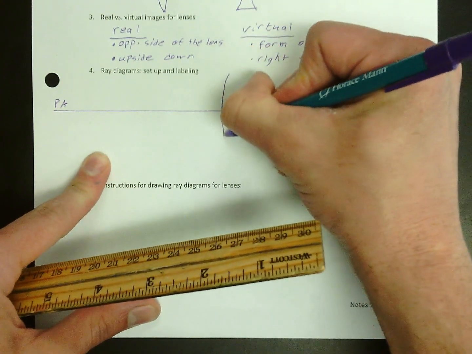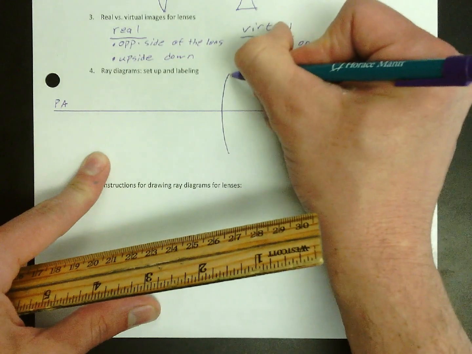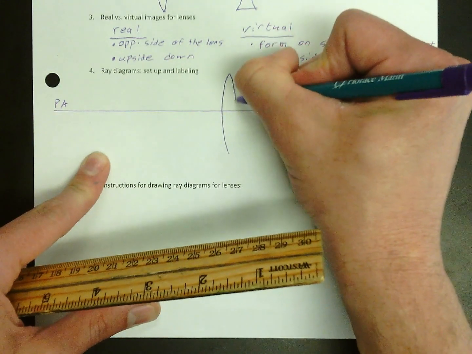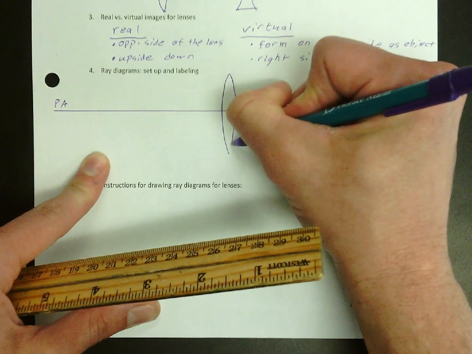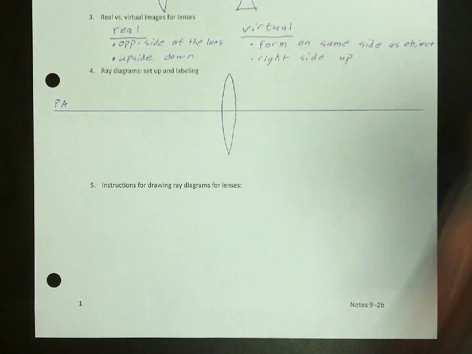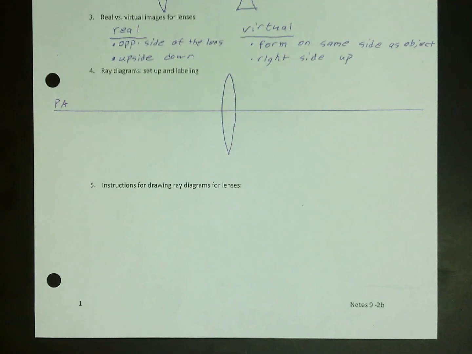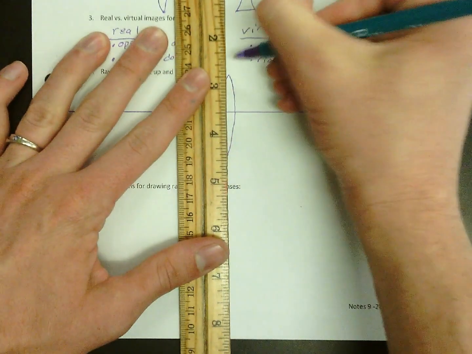Now, it doesn't matter how big your lens is. I draw it about in the middle. I draw it fairly large, but it's not really that important. Also, it doesn't really matter how good a drawer you are at your lens. Okay? So, first thing, draw the principal axis. Second thing, draw the lens. Third thing, draw a vertical line.